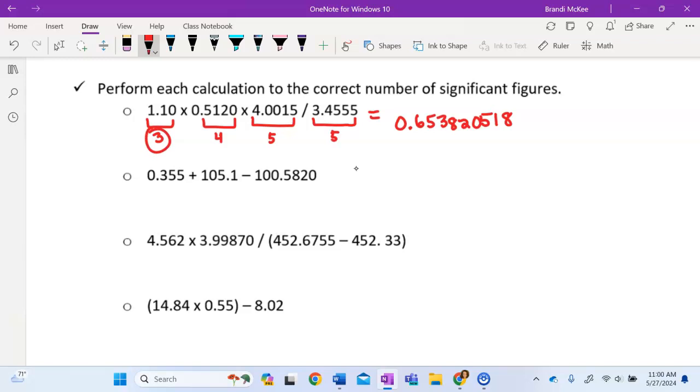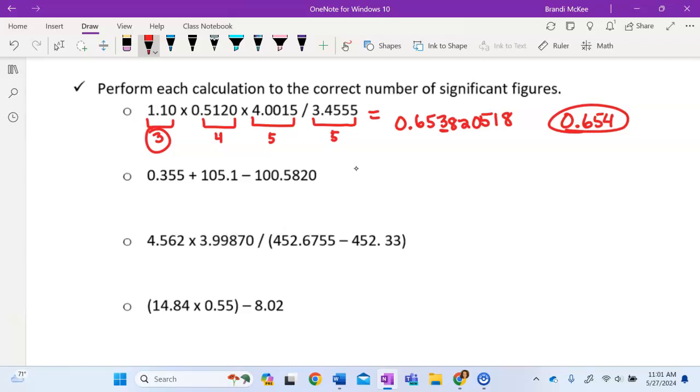So again, looking at our answer, that 0 is a placeholder, so we don't count it. We go 1, 2, 3. So there's the third significant figure. There's an 8 after it, so it's going to round it up, and the answer we would report is 0.654. That's 3 significant figures. In the next problem, we have addition and subtraction.